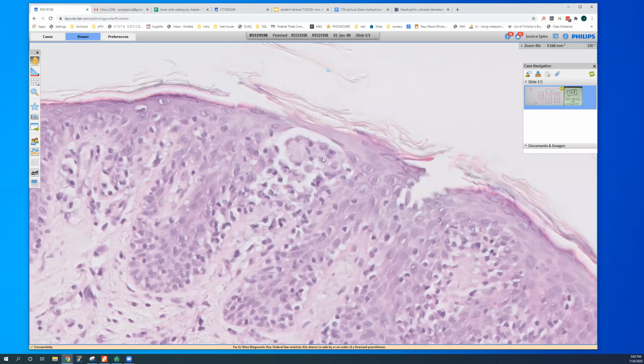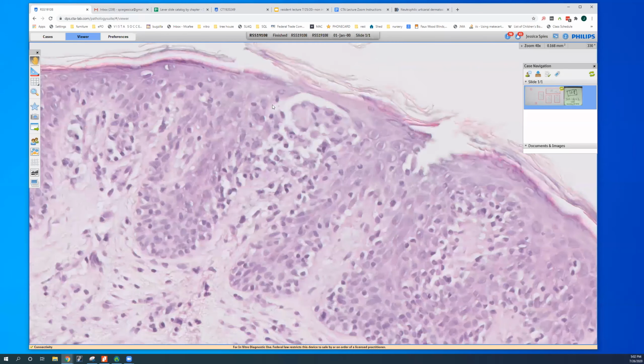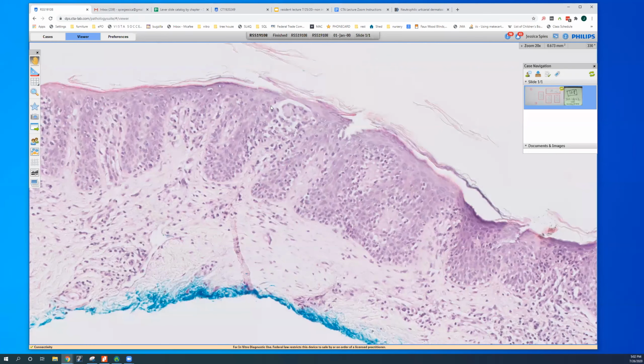Yeah, Jessica. This is also one I look at. I would think, is this something like pagetoid reticulosis or Woringer-Kolopp? If it's a solitary lesion, because it has so much epidermotropism, I'd wonder about that. Yeah, exactly. Very good. Yeah, if it was a solitary lesion.